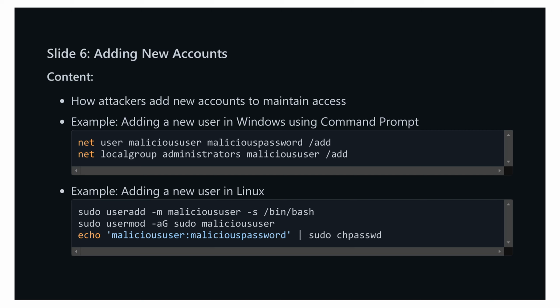2. To grant higher privileges, the attacker adds the user to the sudo group: shell sudo usermod -aG sudo malicious user. 3. Finally, to set the user's password, they might use shell echo malicious user:malicious password | sudo chpasswd. By adding accounts in this manner, attackers can sustain their foothold even if their initial method of access is detected and neutralized. Next, we'll explore methods attackers use to obtain valid account credentials, utilizing tools like Mimikatz and John the Ripper.